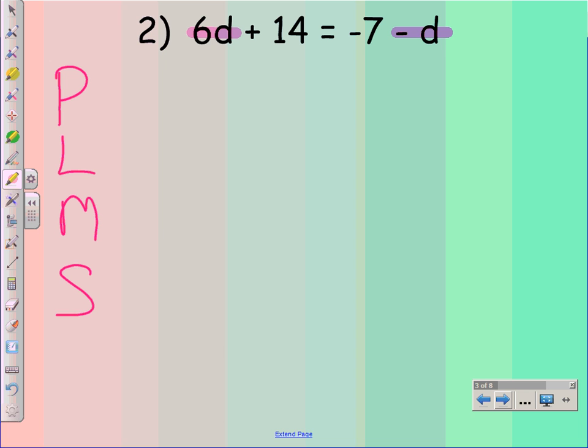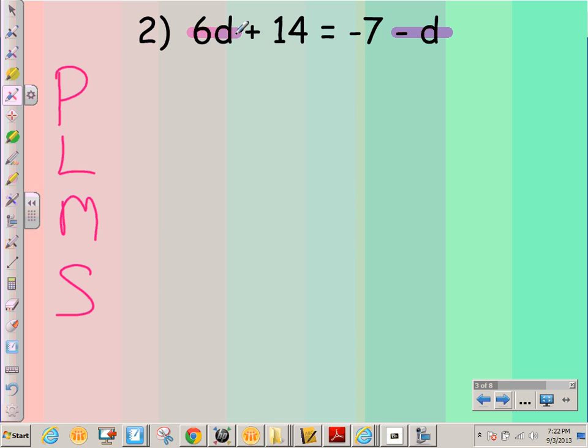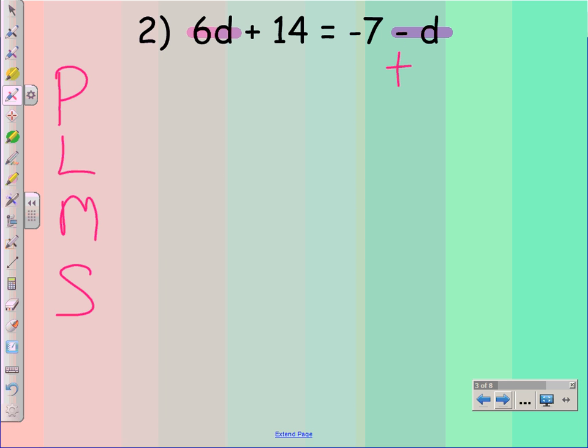So to get the negative D to the left, once again, you could get rid of 6D on both sides. I just opt to get rid of the one on the right because then I know that's going to leave my variables on the left. So I'm going to go ahead and get rid of the negative D by adding D on the right.